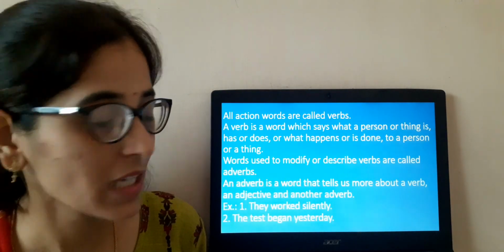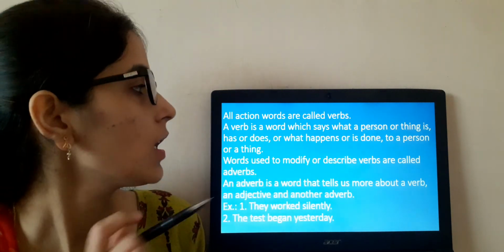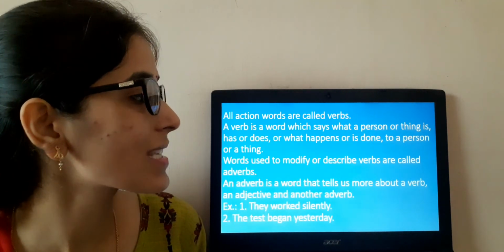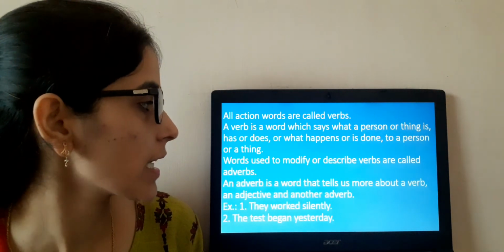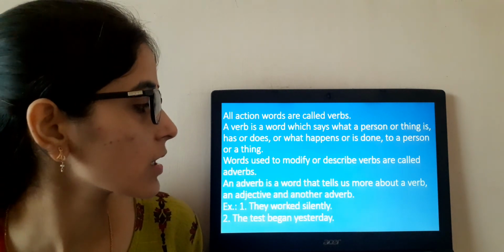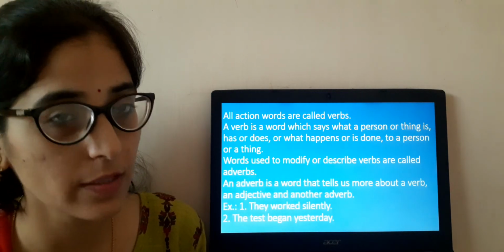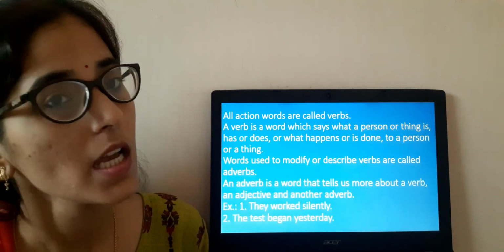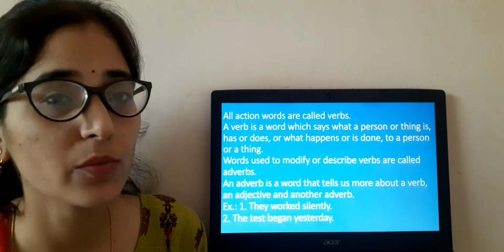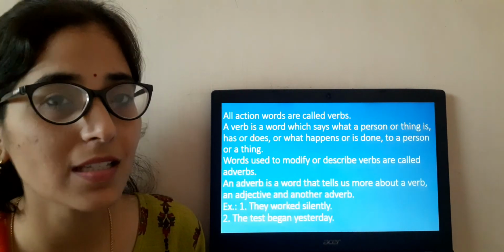So what are verbs actually? Right now we shall discuss the definition and then move on to adverbs. All action words are called verbs. A verb is a word which says what a person or a thing is, has or does, or what happens or is done to a person or a thing. Whatever the action word is in a sentence is represented as a verb. Clear? Verbs are of different types like main verb, helping verb, auxiliary, and we have seen all this in my previous video. Today we shall discuss adverbs.